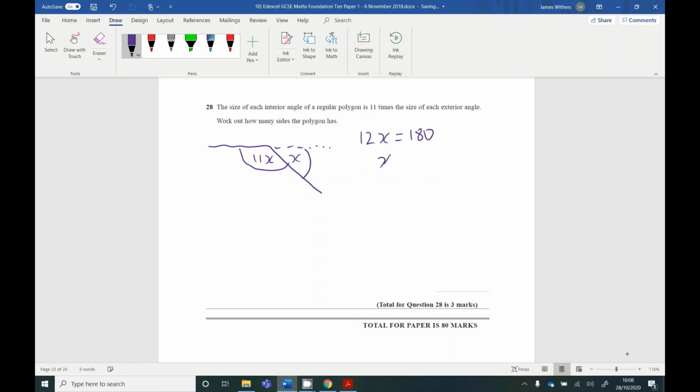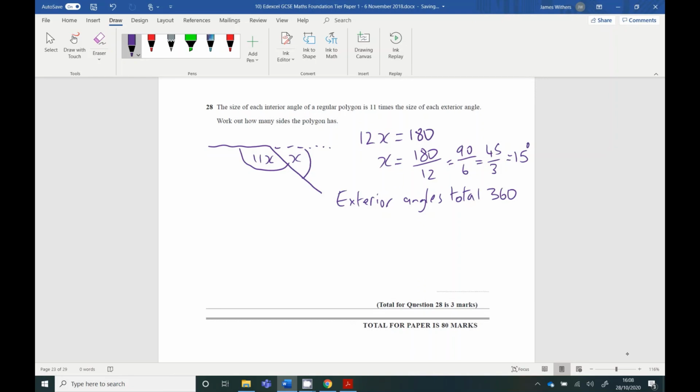So the size of my exterior angle is 180 over 12, which if we halve, we get 90 over 6. Halve again, we get 45 over 3, which is 15. So my exterior angle equals 15 degrees. Now, what do I know about my exterior angles? The exterior angles always total 360 degrees. So if each of them is 15, how many of them must there be?